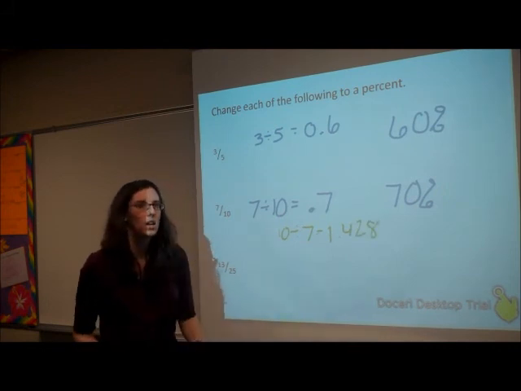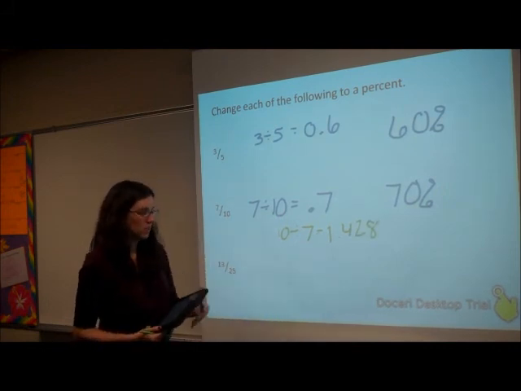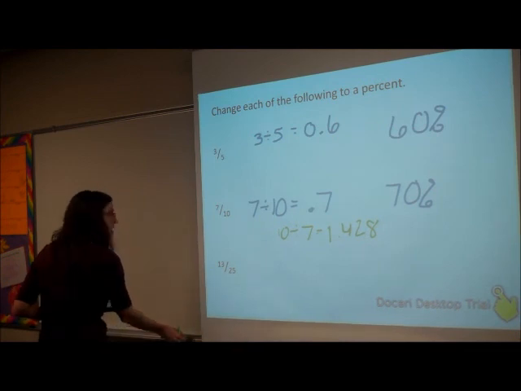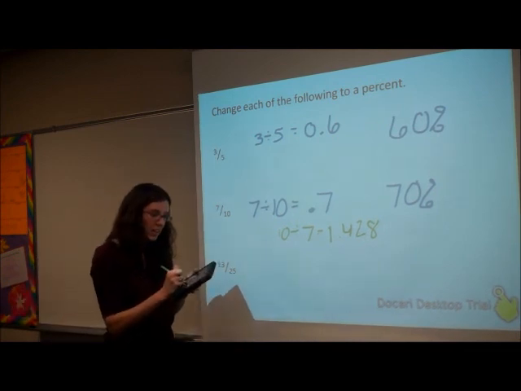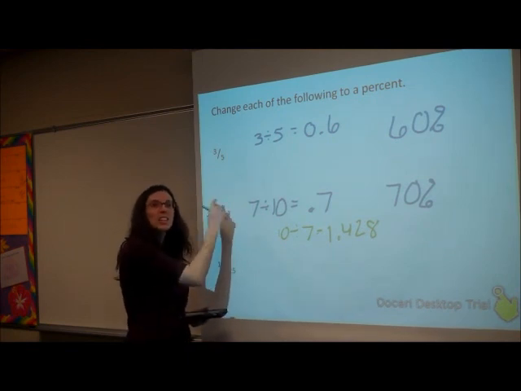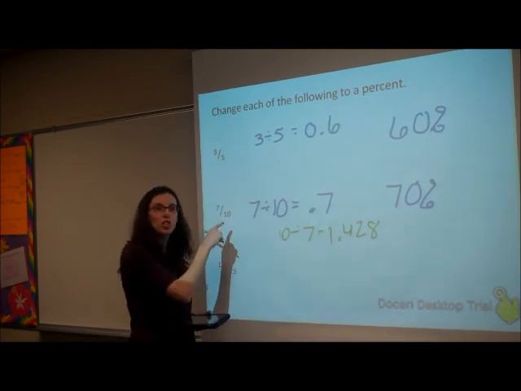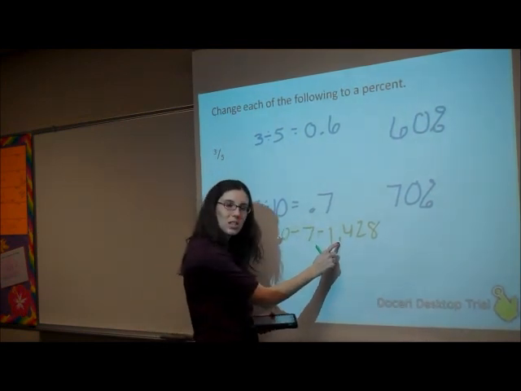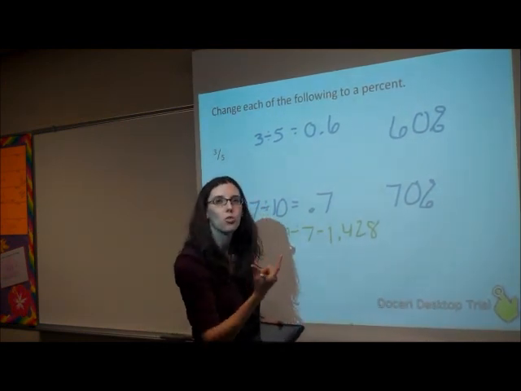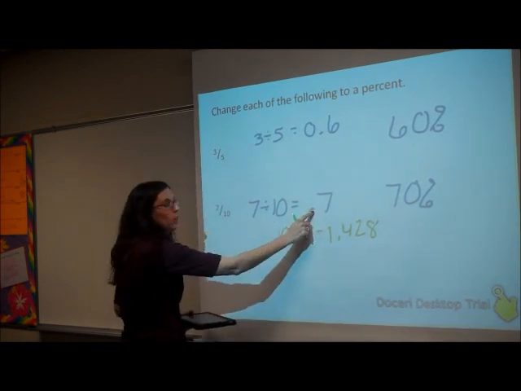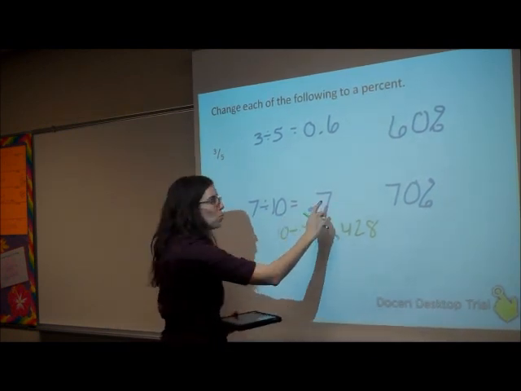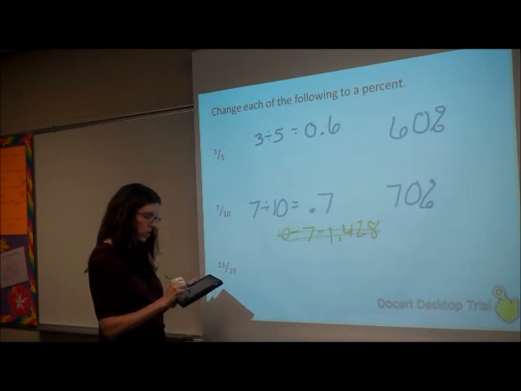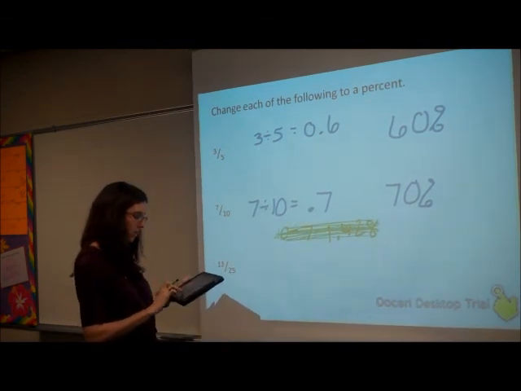Okay, so let's think about this. We have 7 tenths. That is not a whole. So the decimal for this should be less than 1. If you divide this out and for your decimal you get something bigger than 1, you did it in the wrong order. Here we got 7 tenths, which is less than 1. So this was our correct way. I'm going to mark that out because that was wrong.